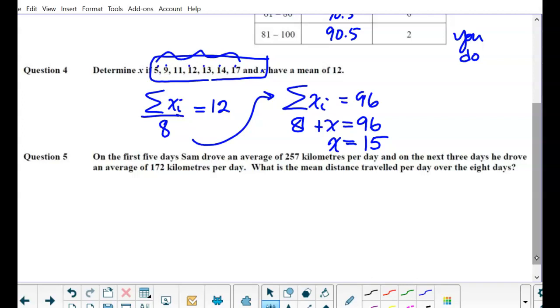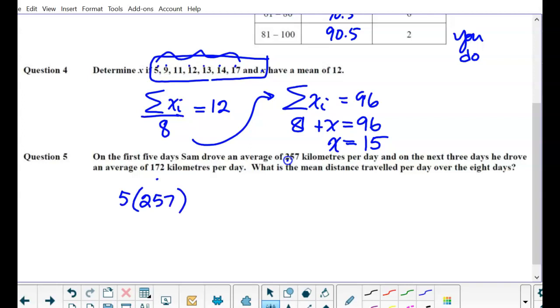And then the last question. On the first 5 days, Sam drove an average of 257 kilometers per day. And on the next 3 days, he drove an average of 172 kilometers per day. What is the mean distance traveled per day over 8 days? So you have to think about them separately. You don't just take the average of this and add them together and divide by 2. You could if you did the same number of days at each kilometer, okay? But he didn't. So this says the first 5 days, he went 257 kilometers per day.